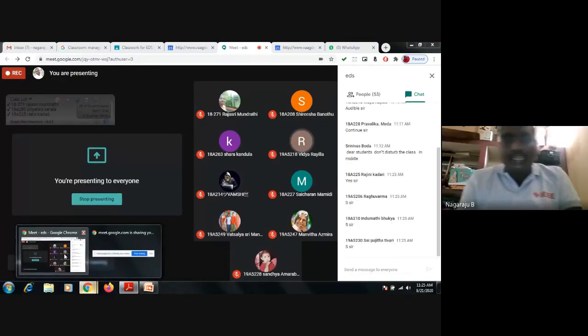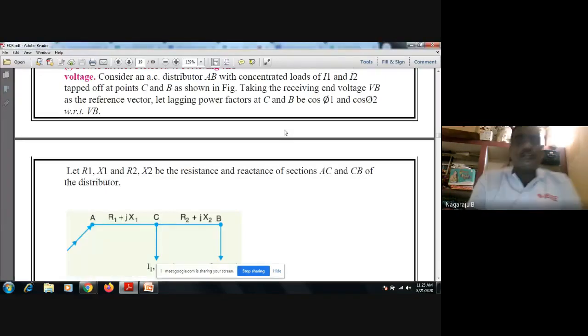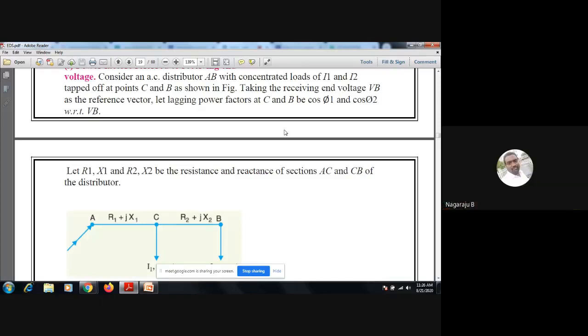I'll brief that. This is also having one important thing in the second unit. So consider an AC distributor. A to B is one distributor. In between that, the tapping point is C, and the ending point is B. Tapped off at points C and B.